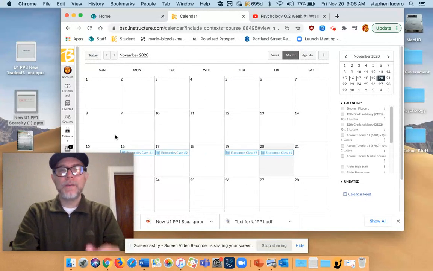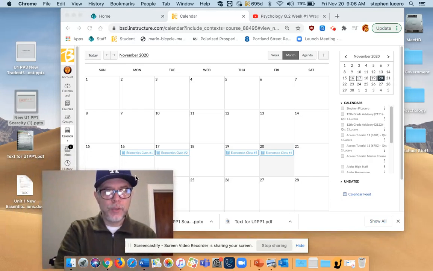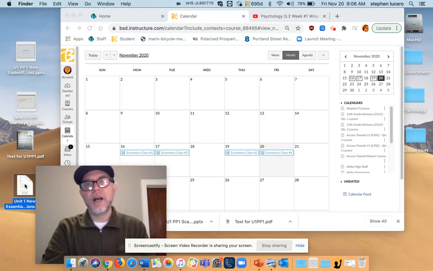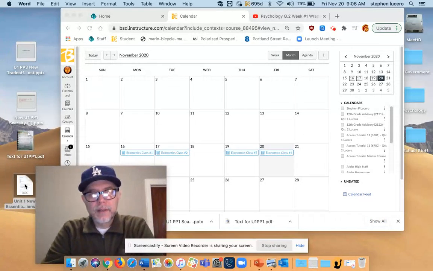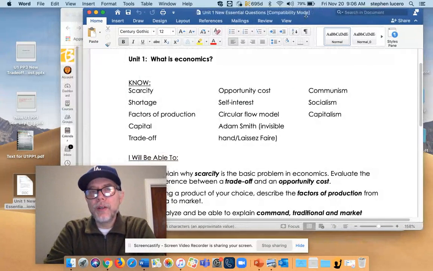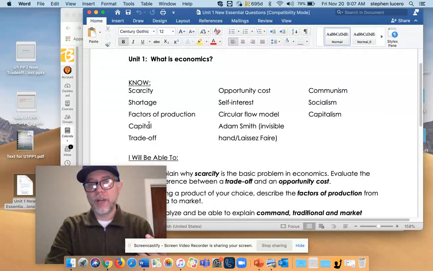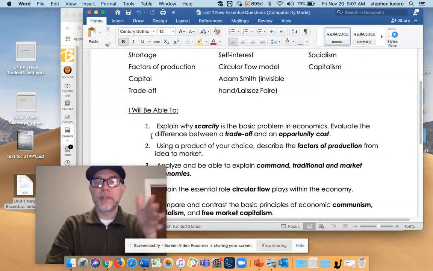In terms of this week, we had a number of things we were working on. First off, you would find if you went into modules, this document. I'm waiting for some stuff to load here. Here we go. So this is what we're doing for Unit 1. And you'll see some terms: scarcity, shortage, opportunity cost. These are things we've actually talked about, trade-off, right? And then there's a list of questions below.